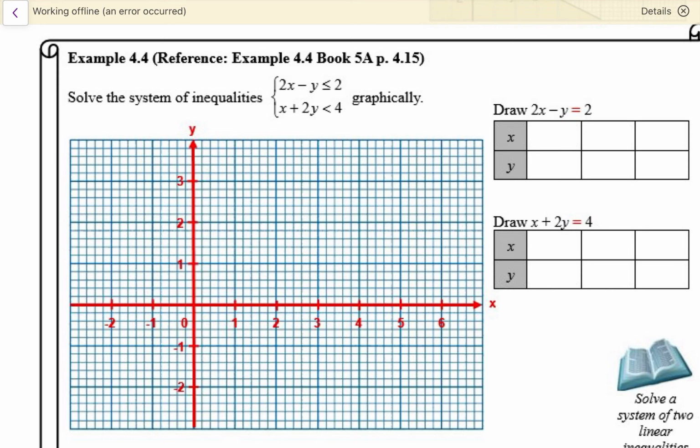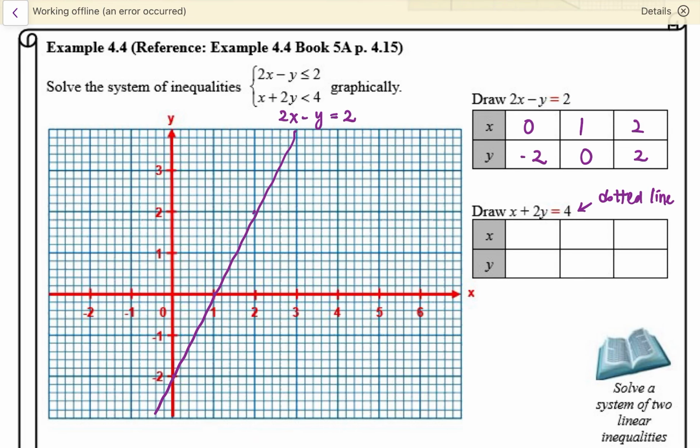We want to solve the system of inequalities graphically. So the first step is drawing the two straight lines on the same rectangular coordinate plane. Then we have to determine whether we are shading the upper half plane or the lower half plane for the first inequality. The inequality sign is less than or equal to, so we should be shading the lower half plane, but the coefficient of y is negative, so in fact we'll be shading the upper half plane.